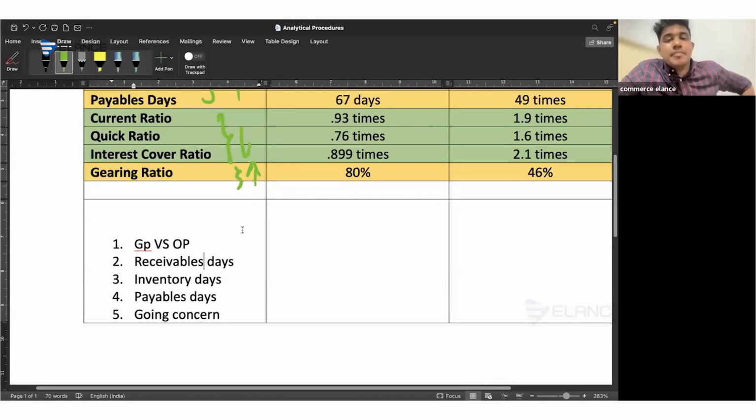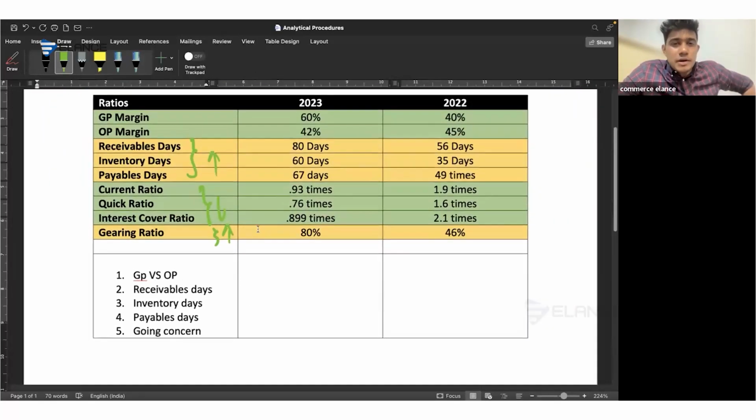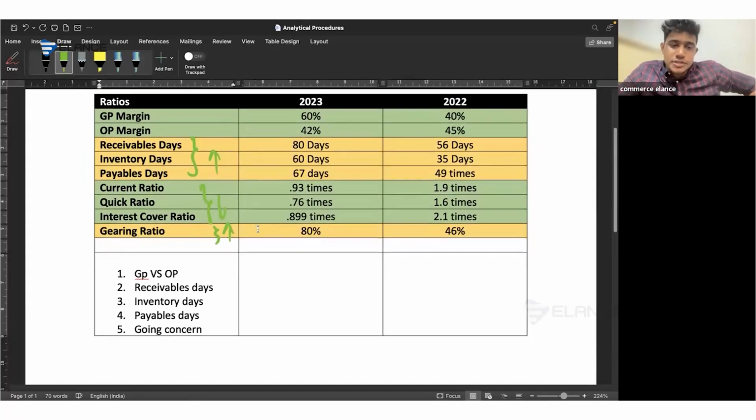There can be chances that payables balance is intentionally understated. Clear? Okay? Yes, sir. Then, when you are getting a question based on analytical procedures, always keep this one in mind. The GP versus OP ratio as well as the going concern point can be given as separate points. GP, OP and going concern as separate points, which means if there is any change in the ratio like this, you can definitely include those points.